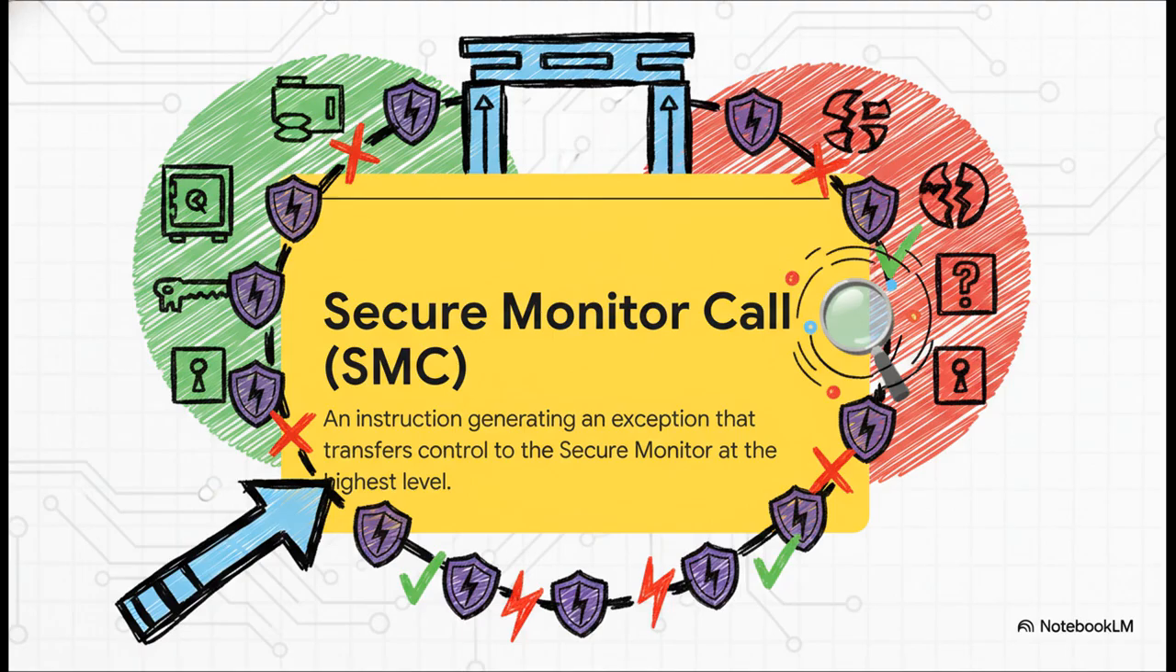And when this instruction runs, it's not just a simple state switch. Oh no, it triggers a special kind of processor event, an exception, that completely stops normal execution and hands total control over to the secure monitor. And that is the most powerful, most privileged piece of software running on the entire chip. It is the ultimate security checkpoint.